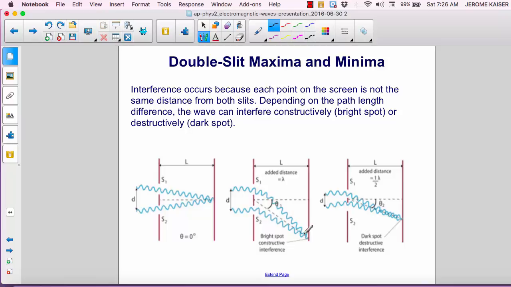And in this case, one of the waves travels one full wavelength further than the other. But because it's one full wavelength, the two waves are still in phase at the screen, so they interfere constructively with the result of another bright spot. In the last case, here on the right, the difference between the paths is a half a wavelength. Consequently, the two are out of phase and destructively interfere, yielding a dark spot on the screen.